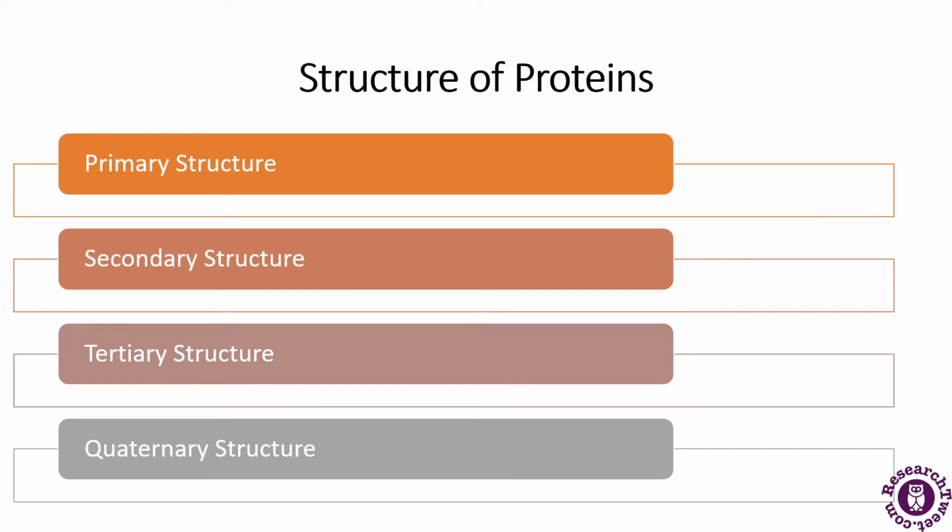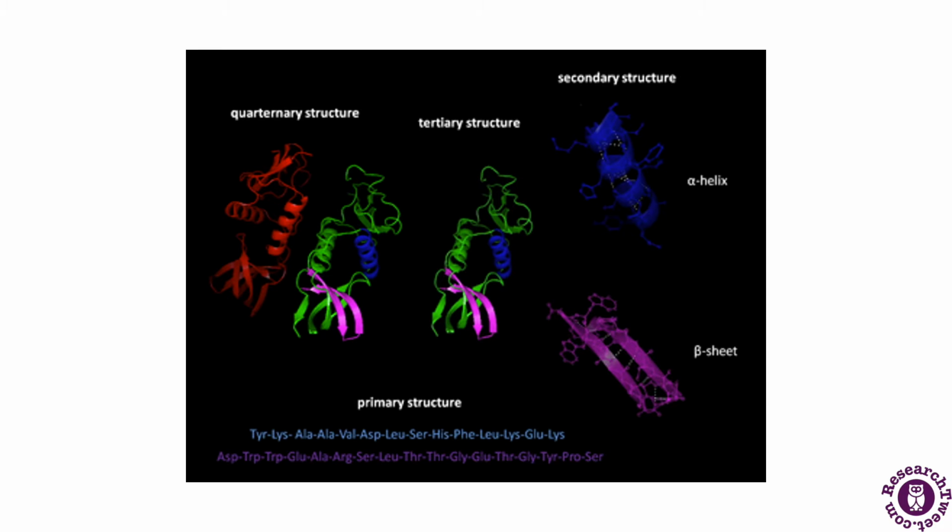Now, what are the structures of protein? There are four types of structures of protein: the primary, secondary, tertiary and quaternary. We will be discussing each of these structures of proteins in detail. First we will start with the primary structure of the protein. This is a diagram depicting all four structures of proteins.